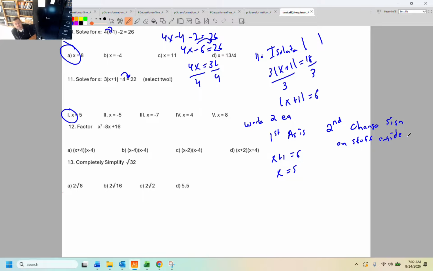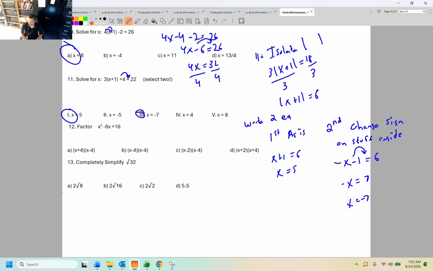Change the sign on the stuff inside. So instead of having a positive x plus 1, we have a negative x minus 1, still equal to 6. We add 1, negative x is 7. We divide out the negativity, and x is negative 7. So choices 1 and 3.